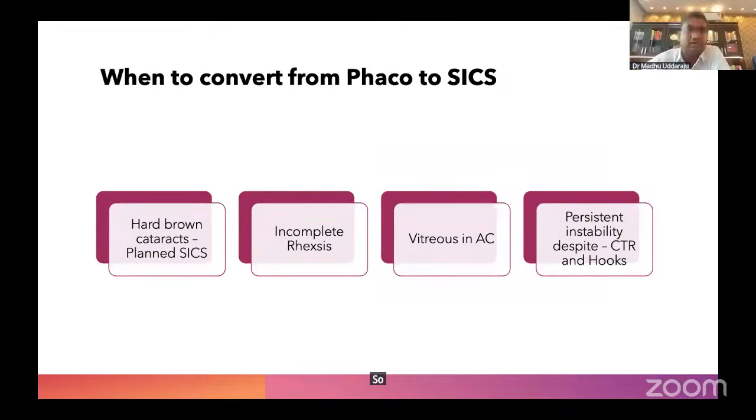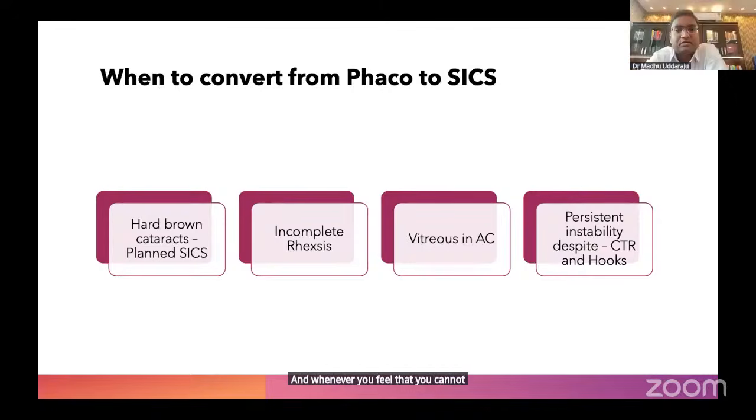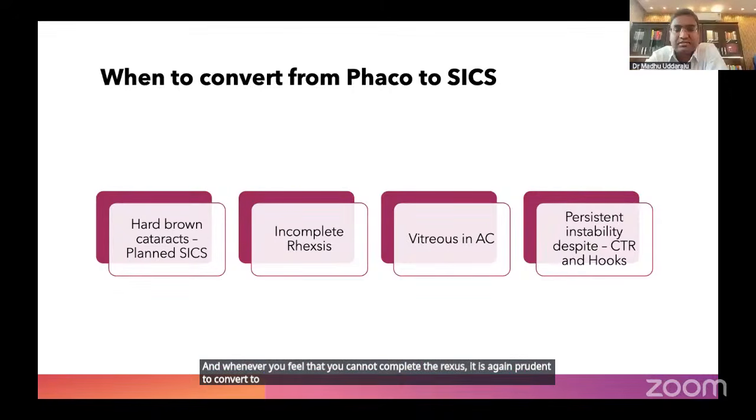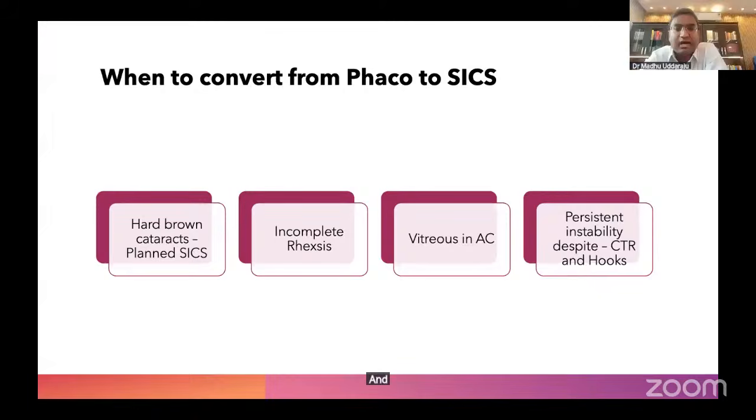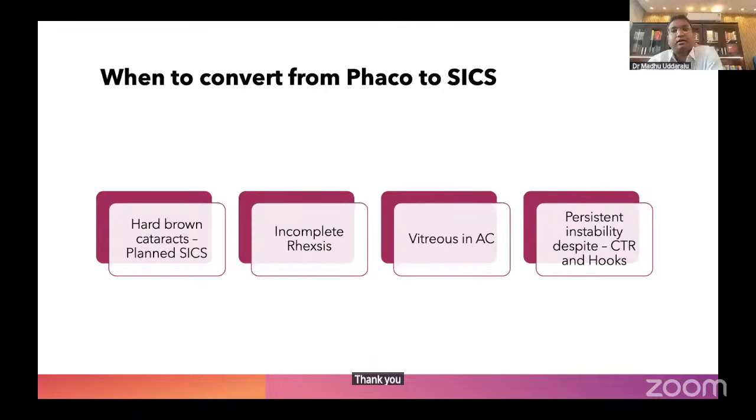So whom to convert from Phaco to SICS in these cases? Usually hard brown cataracts, we don't plan for a Phaco initially itself. And whenever you feel that you cannot complete the rhexis, it is again prudent to convert to SICS. And as previous speakers have already highlighted, whenever there is vitreous in the AC also, I would prefer to do an SICS. And persistent instability, despite all your stabilization techniques, that is also an indication for us to go to an SICS or ECCE. Thank you for your time and attention.